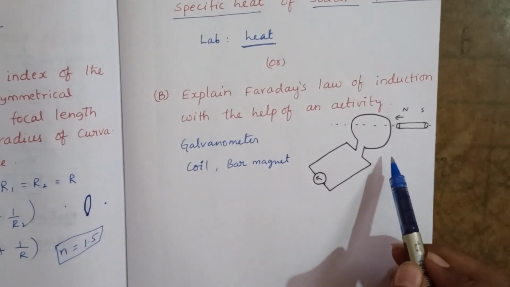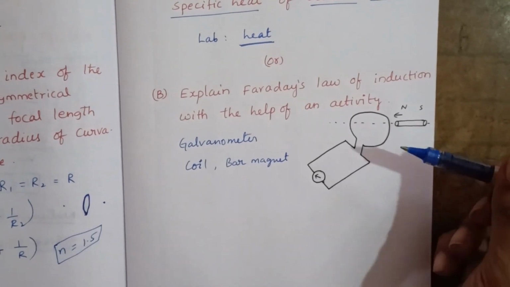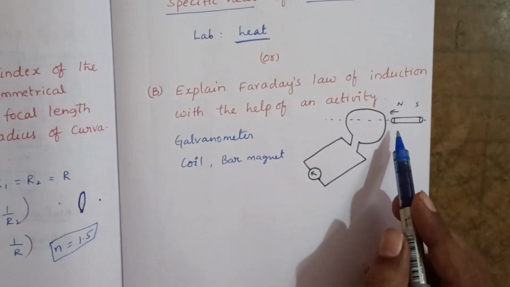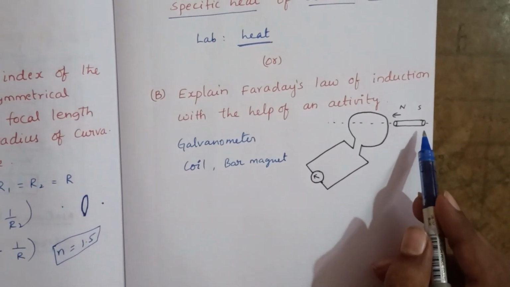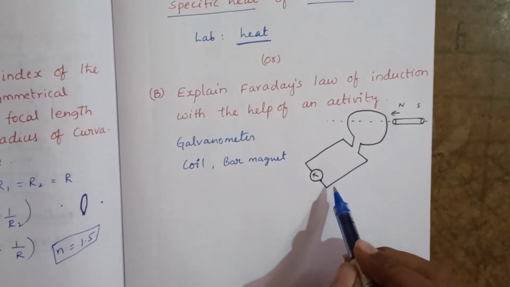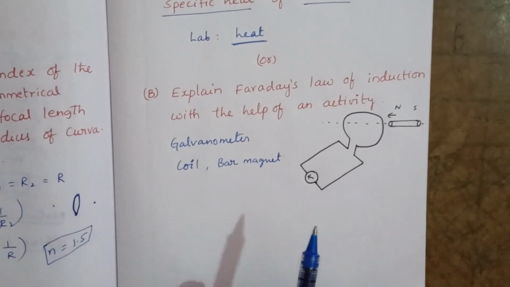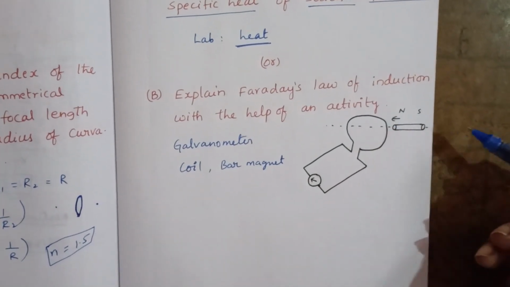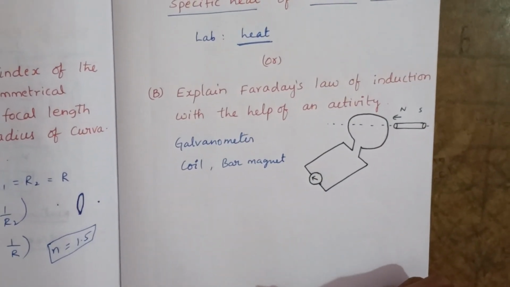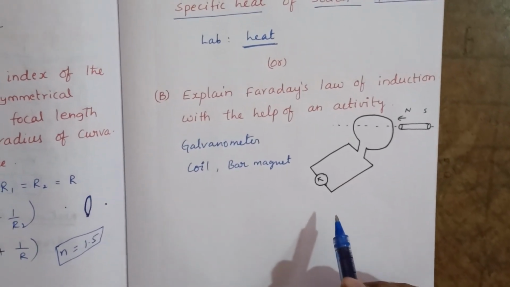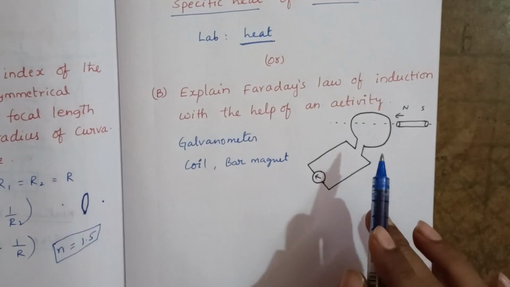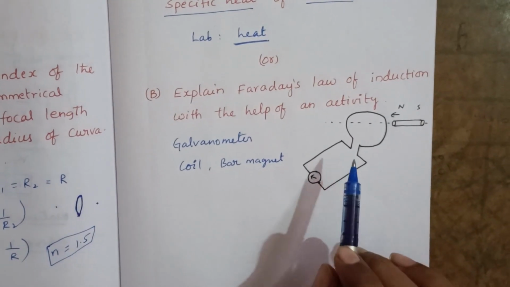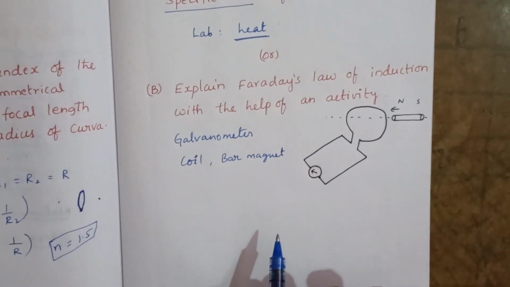Initially we move the magnet towards the coil; next we will move it away from the coil. When the magnet is moved away from the coil, again the galvanometer is deflecting, but in the direction opposite to the previous. When moving towards, it deflects in one direction; when moving away, it deflects in the opposite direction. That indicates the current generated in the coil is opposite to the previous direction.